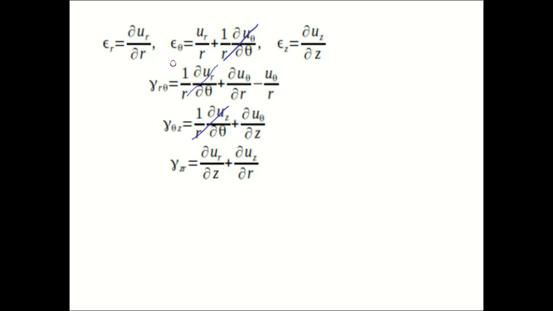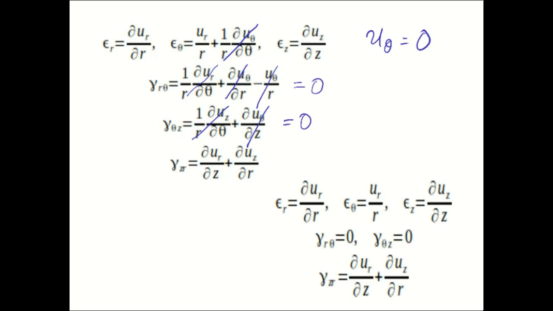One more thing I forgot to say is that for axisymmetric problems, generally we assume u theta is equal to 0. So what will happen here? This equation also will be 0. This will also be 0, 0 by r, that is it. So gamma r theta will be 0, and similarly this will also be 0. Gamma theta z is equal to 0, and here these terms will be there.